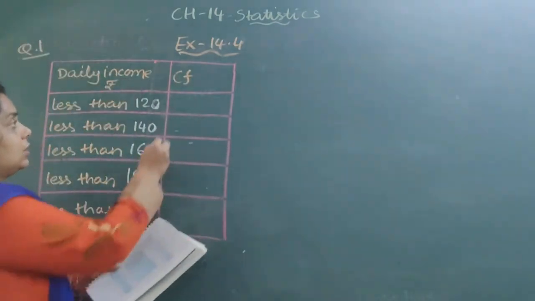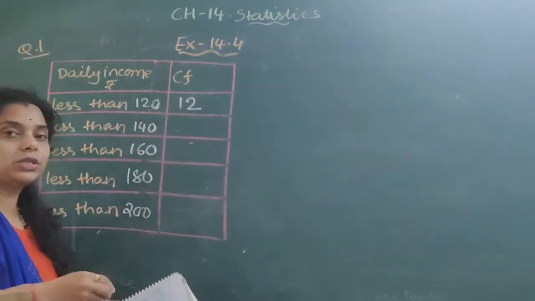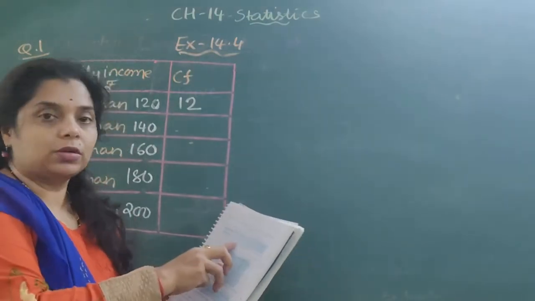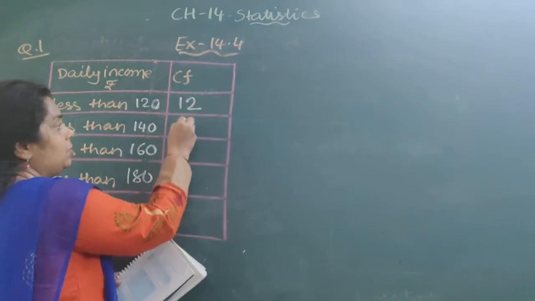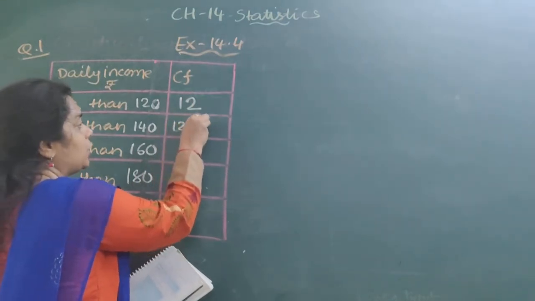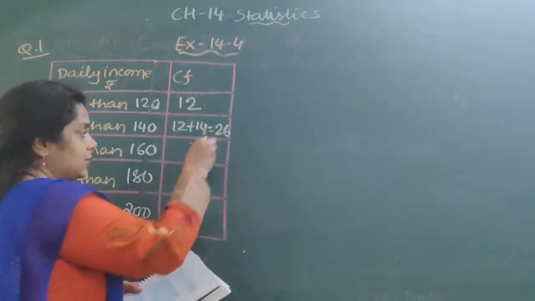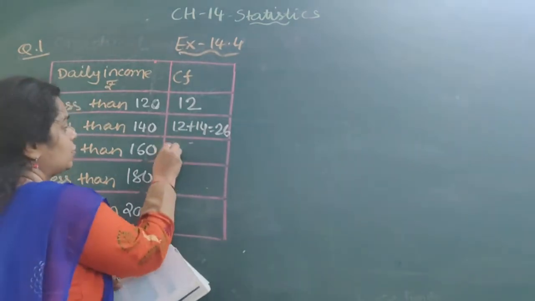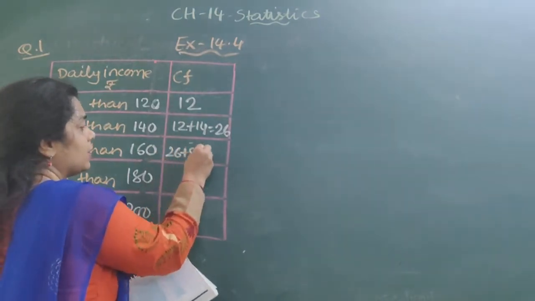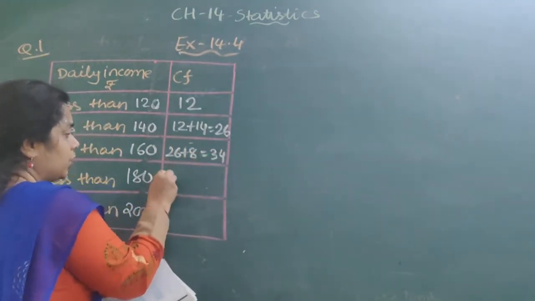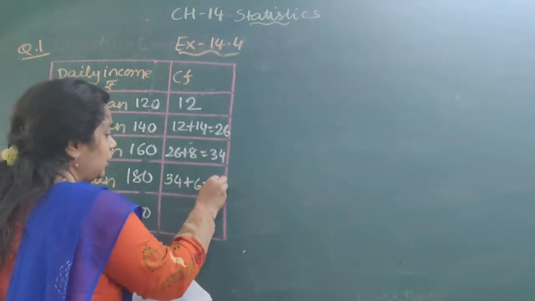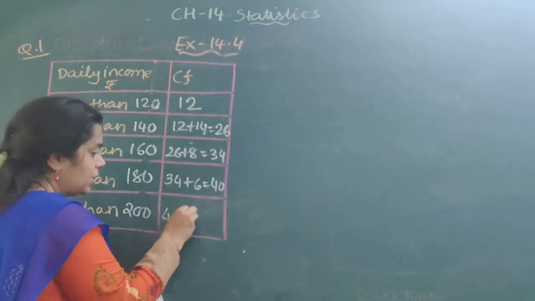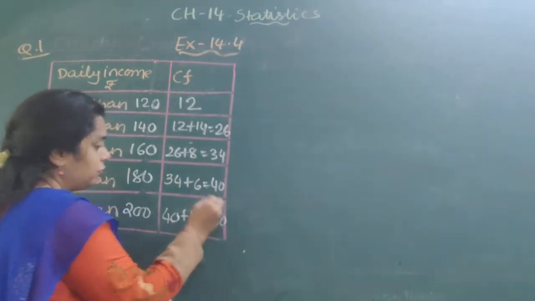So let's start here. 12 is the frequency in the first column, so we put it as it is. Then it is 14, so 14 plus 12, that is 26. Then 8, so 26 plus 8 is 34. 34 plus 6 is 40. And 40 plus 10 is equal to 50.